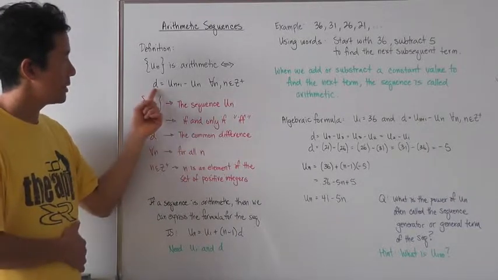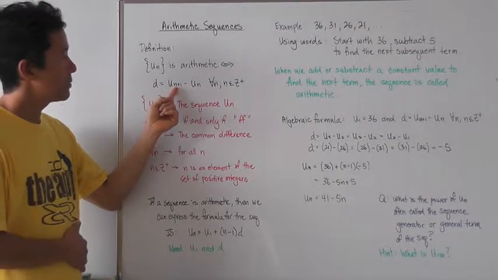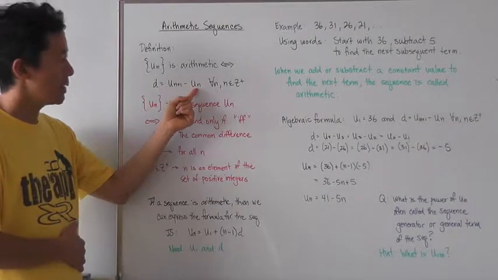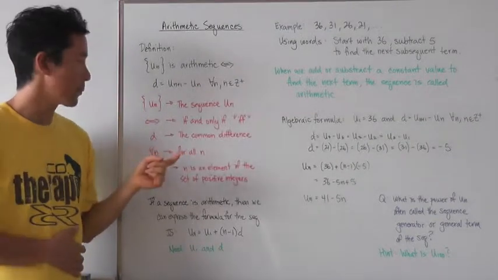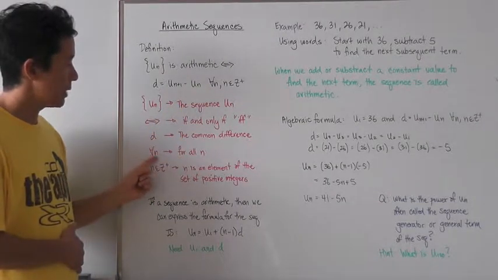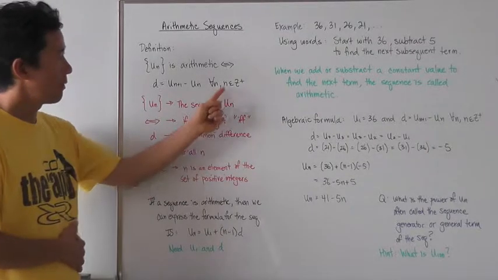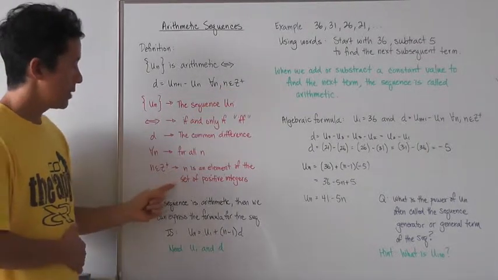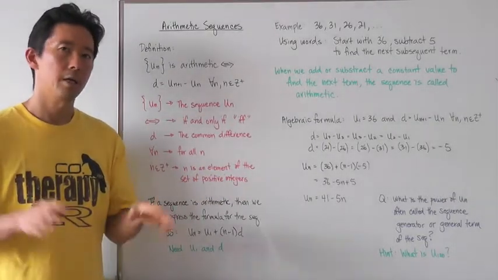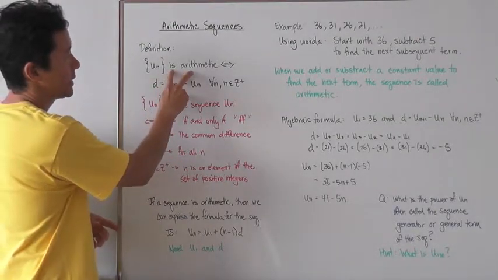D is going to be called the common difference. Notice that the common difference is a later term, u sub n plus 1, minus the u sub n term. Now, for all n, that's what the upside down A represents, for all, and then the n there. For n an element of z positive, what that means is that n is an element of the set of positive integers.